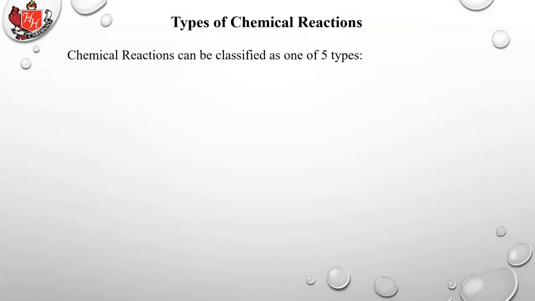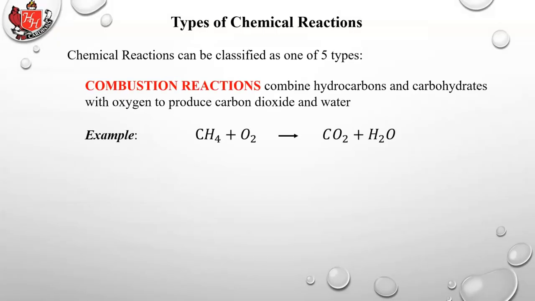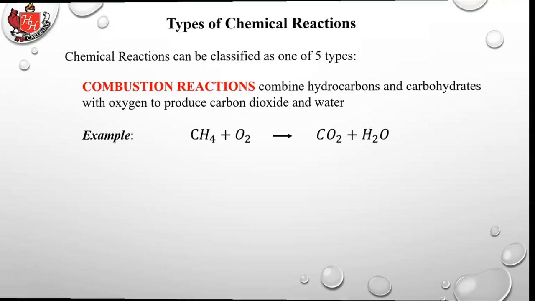Chemical reactions can be classified into one of 5 types. Combustion reactions, which we just talked about, combine hydrocarbons or carbohydrates with oxygen to produce carbon dioxide and water. Early on in the course, this is the type of reaction we'll talk about the most.